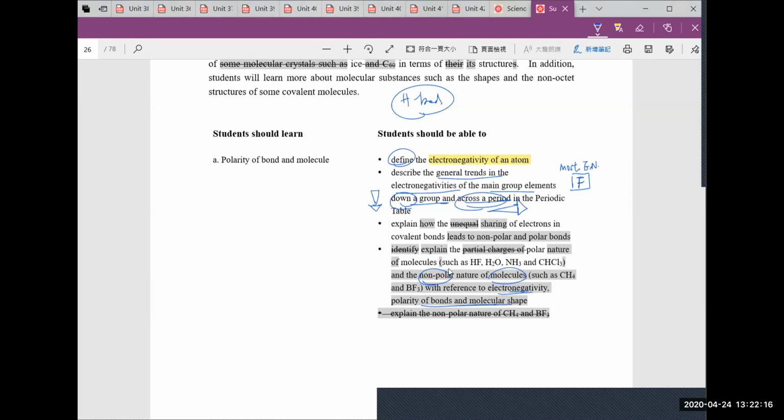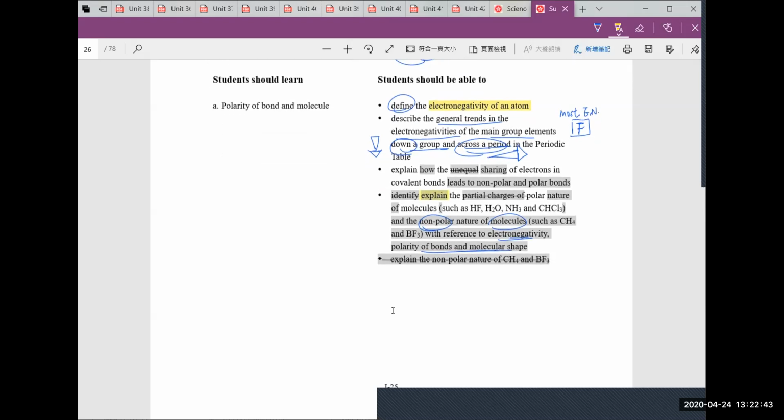You are going to have a higher level of it. You are going to explain this time, not identify. Explain why that molecule is polar or nonpolar. So that's why the whole framework of answering, explaining the polarity of molecules should be highly noted. So this is what I would like you guys to get to know.